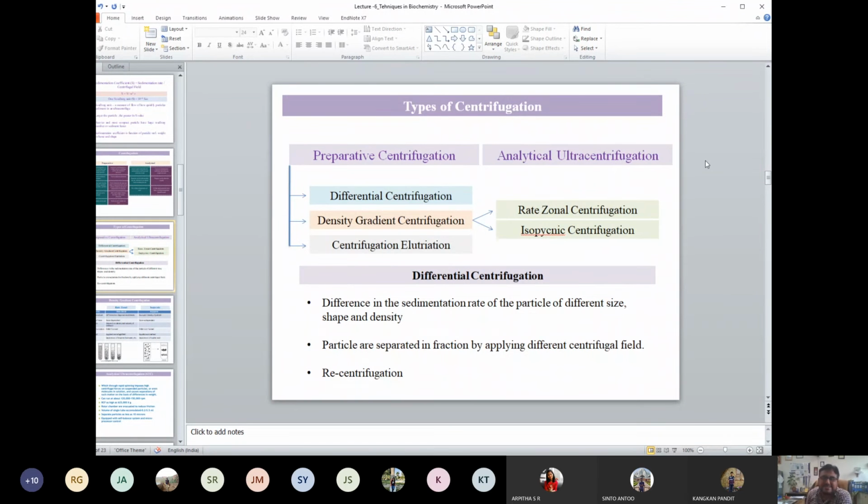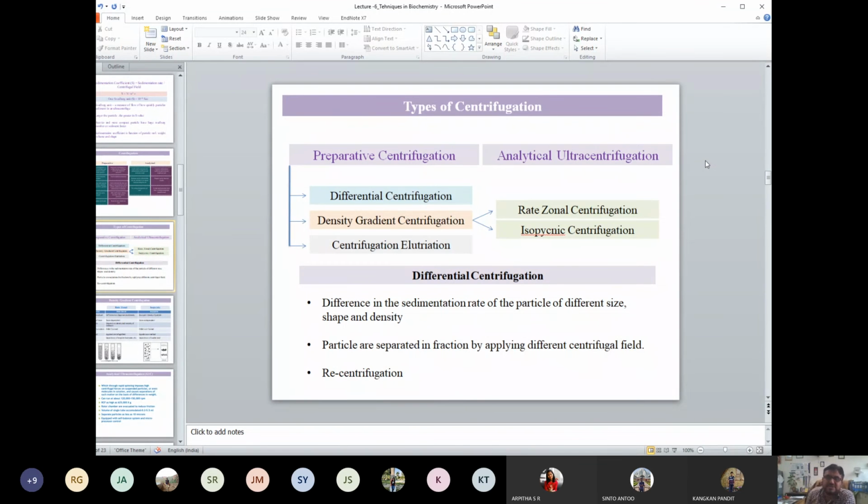The other one is density gradient centrifugation. Density gradient centrifugation has further been classified into two different types. One is called rate zonal centrifugation. The other is isopycnic. Iso means equal, pycnic, equal density centrifugation. One is rate zonal centrifugation, which is basically time dependent. The other is isopycnic or equal density centrifugation, which is rate independent or time independent.